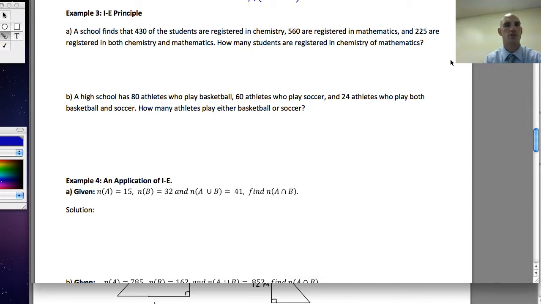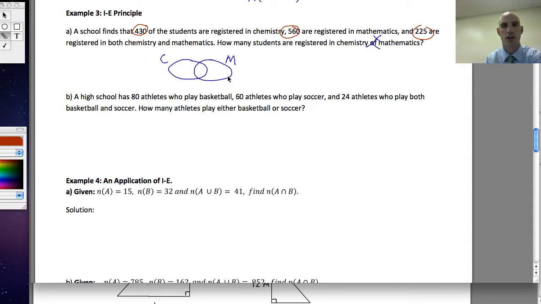Let's use the inclusion-exclusion principle. A school finds that 430 of the students are registered in chemistry, 560 registered in mathematics, and 225 are registered in both chemistry and mathematics. How many students are registered in chemistry or mathematics? Let's draw a Venn diagram. It looks something like this. Chemistry, mathematics. There are 430 in chemistry, 560 in mathematics, and 225 are registered in both chemistry and mathematics.